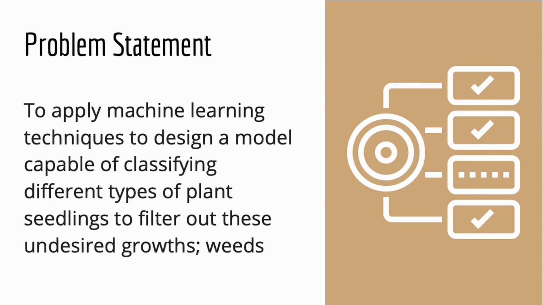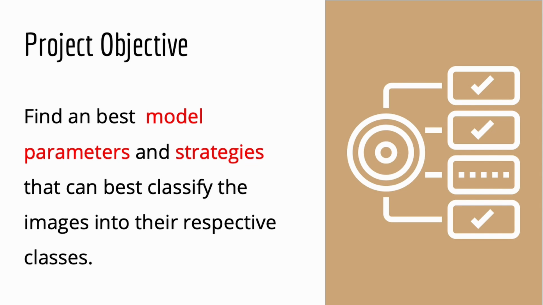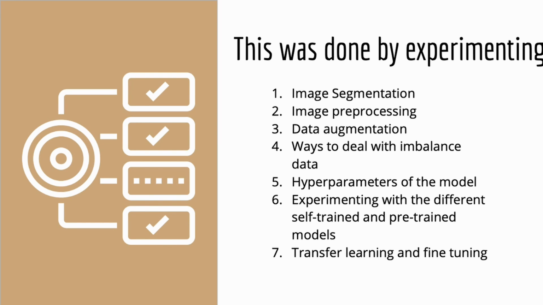We have come up with a problem statement and a real-life application, which is to differentiate the desired plant seedlings from nuisance such as weed, which are detrimental to farmers and their yield. Therefore, in this project, we aim to find an optimal set of model parameters and strategies that can best classify the images into their respective classes. This was done by experimenting the following and will be elaborated in this video.